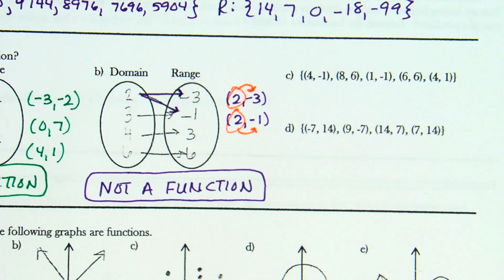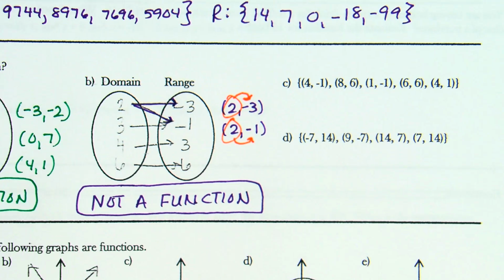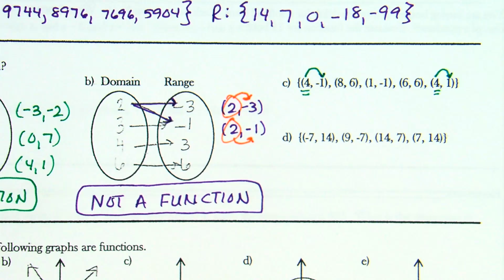Okay, C. We have (4, -1), (8, 6), (1, -1), (6, 6), and (4, 1). Does this set of ordered pairs represent a function? Mark, I think I saw you shaking your head. What are you thinking? Why not? What's happening here? What number's repeating? 4. First of all, 4 goes with -1. Then 4 goes with +1. So this is not a function. 4 is paired with 2 different other numbers. So not a function.